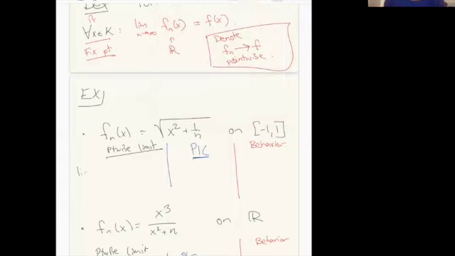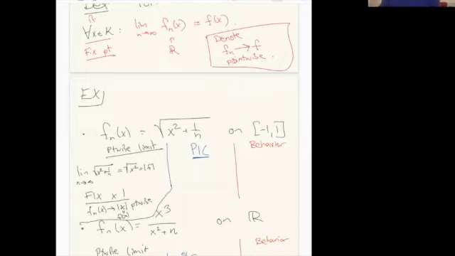So, okay, and remember, if you're fixing an x, then if we take the limit as n goes to infinity of the square root of x squared plus 1 over n, well, what we get is that square root is a continuous function, so this is the same thing as the square root of x squared, which is the absolute value of x. So we would say that f_n of x converges to the absolute value of x pointwise. And we could call this function f of x, the limit function.